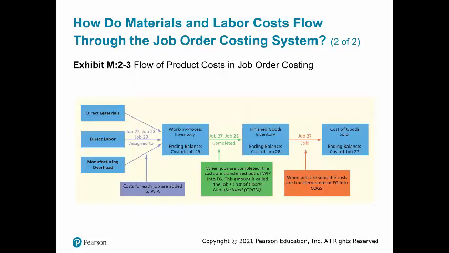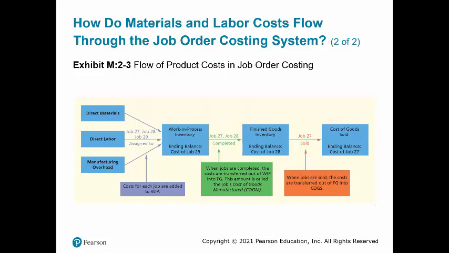This slide shows a diagram of how the materials and labor costs flow through the job order costing system. We first have our costs, which are the direct materials, direct labor, and manufacturing overhead that are going to be recorded on each of those job order cost records. As those costs begin to be incurred, they are entered into work in process inventory. At any given time we could add up all of the incomplete job order cost records, and that should equal work in process inventory.